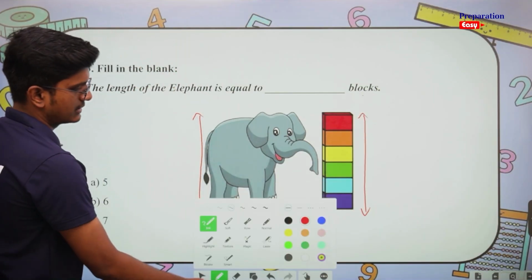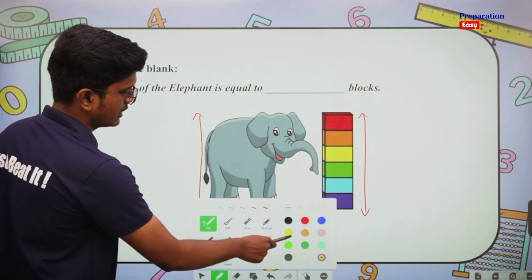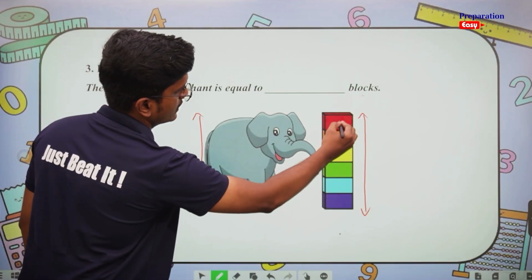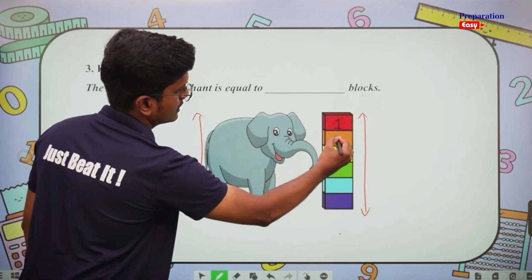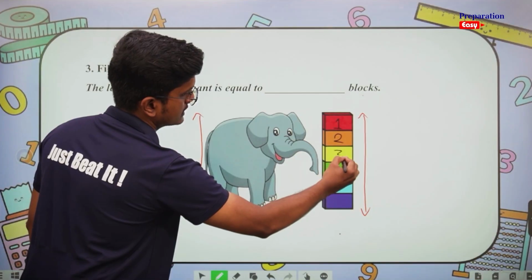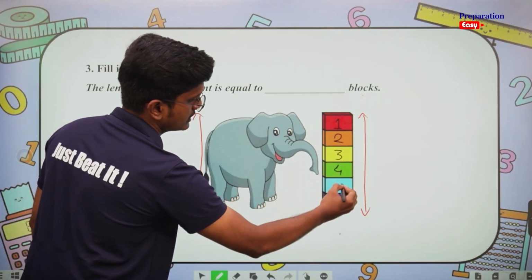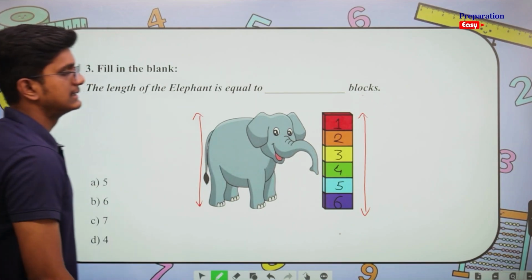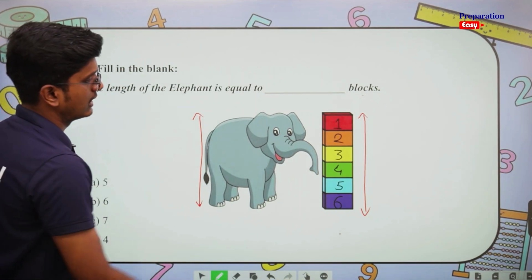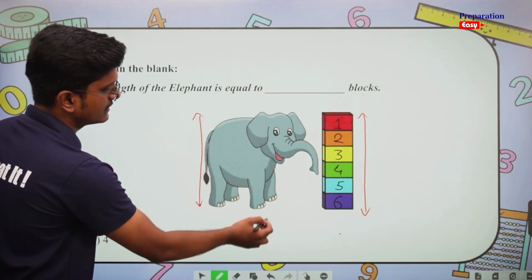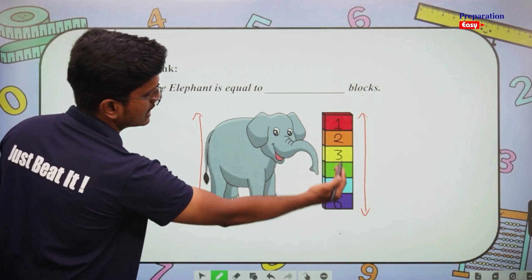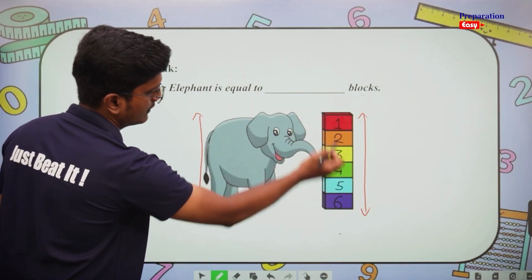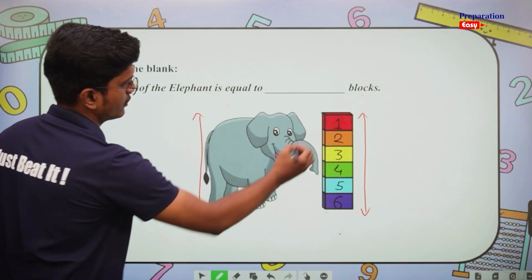Okay, so let's number the blocks right now. This is the first block, this is the second block, this is the third block, this is the fourth one, this is the fifth block, and this is the sixth block. So how much is the length of this elephant? Like how many blocks are we keeping in front of the elephant? We are keeping 6 blocks from start to end.